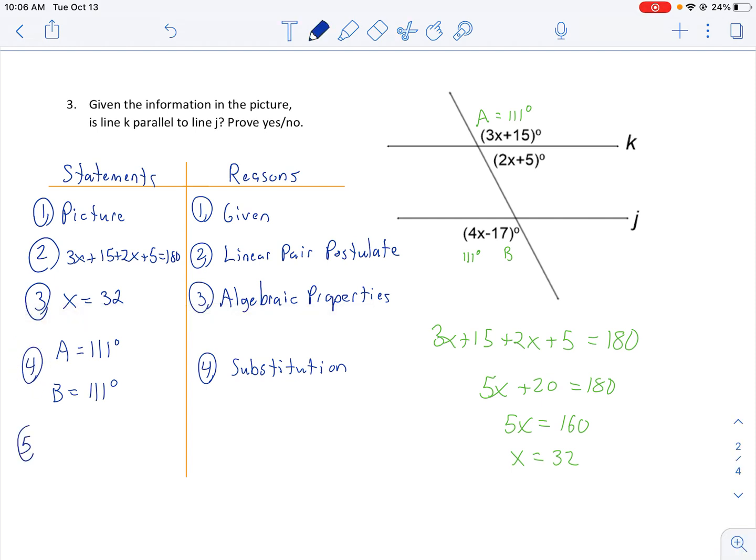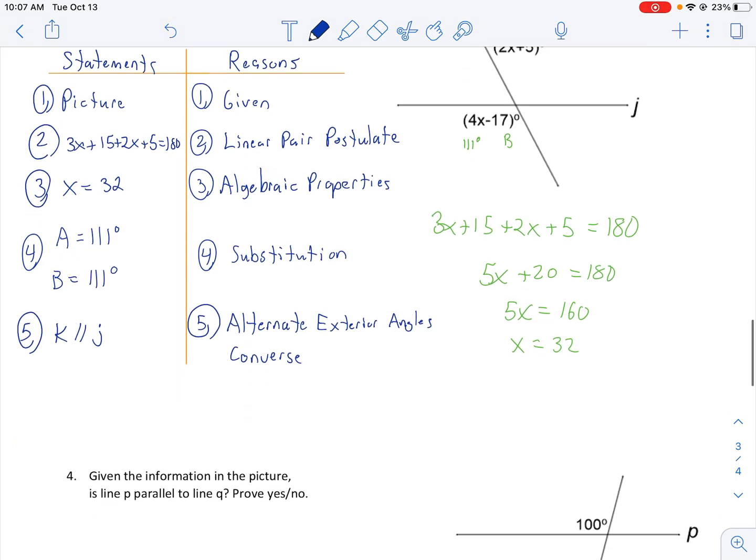And then statement 5, since we showed those two things are equal, we now know line K is parallel to line J. K parallel to J. And that is because of the alternate exterior angles converse. Boom.